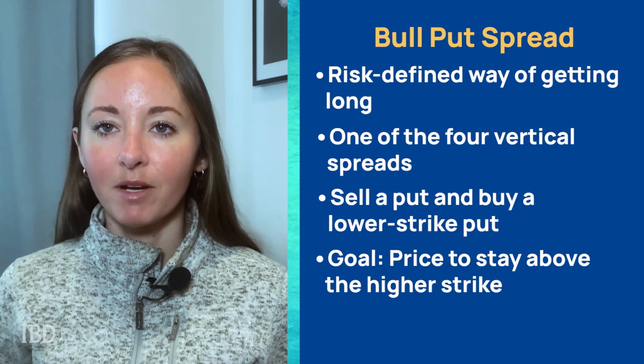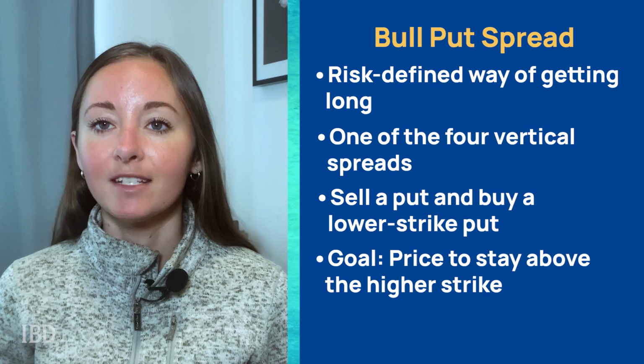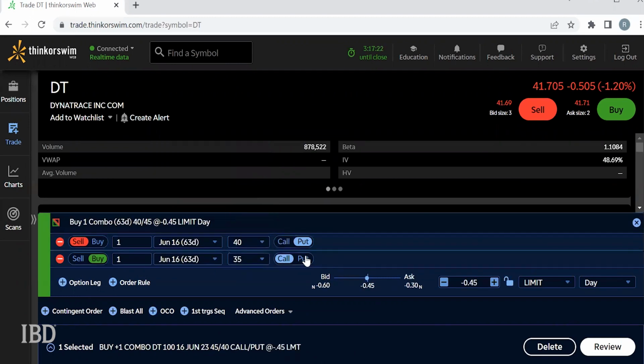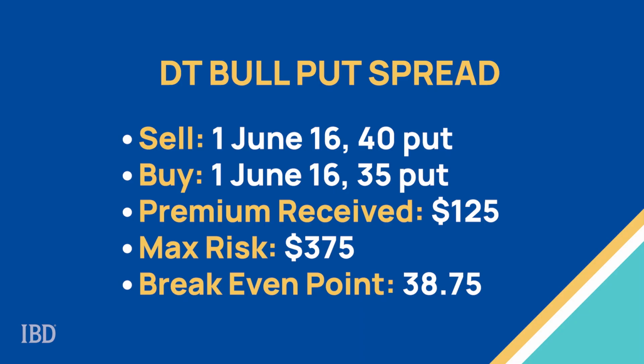So let's take a look at my trading dashboard and set up a trade in Dynatrace. Using the June 16th expiration, we can sell a 40 strike put and buy a 35 strike put to set up the bull put spread. In total, the spread will generate around $125 in premium with a maximum risk of $375.